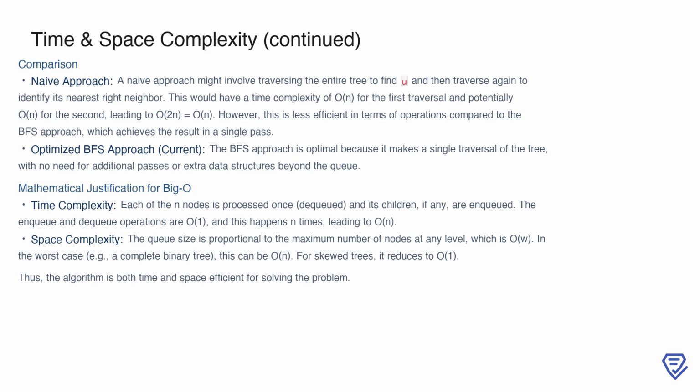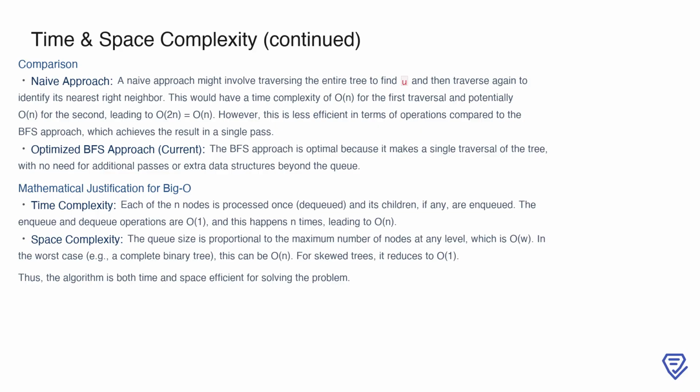When comparing approaches, a naive method might involve traversing the tree entirely to locate U and then making another traversal to find its nearest right neighbor. This would result in a time complexity of O(n) for each traversal, leading to a total of O(2n), which simplifies to O(n). While the naive approach achieves the same time complexity as the BFS solution, it is less efficient operationally due to the need for two passes. The optimized BFS approach improves upon this by achieving the result in one traversal.